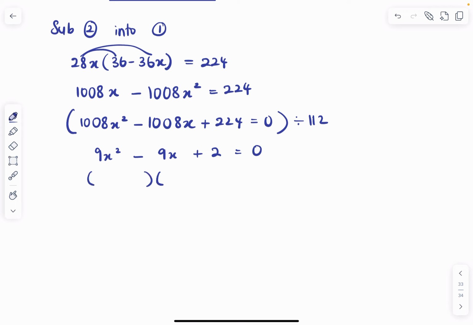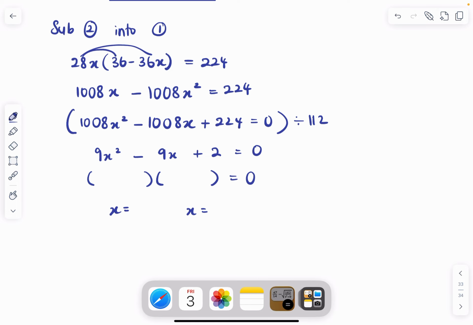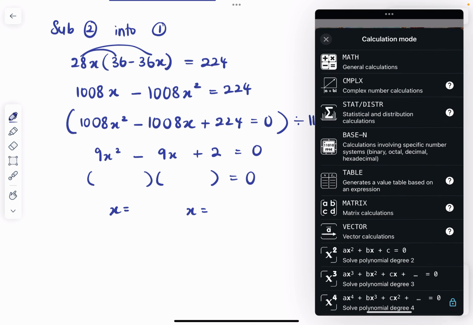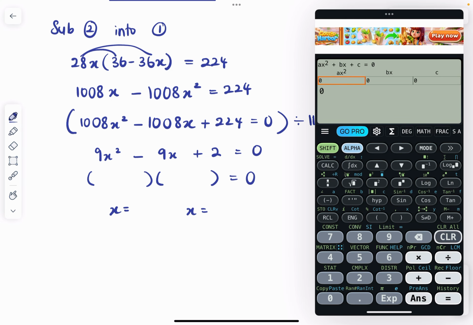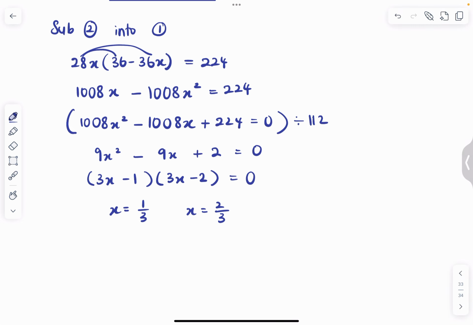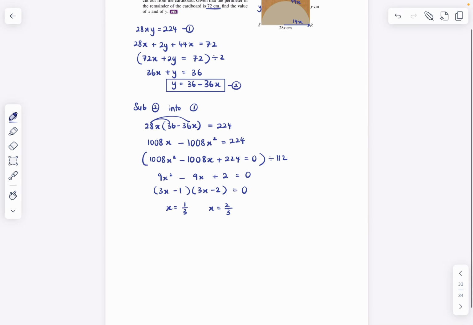Then we factorize. A is 9, B is minus 9, C is 2. We get 1/3 and 2/3. So here we'll get 3x minus 1, 3x minus 2. Done. So we get two values of x.